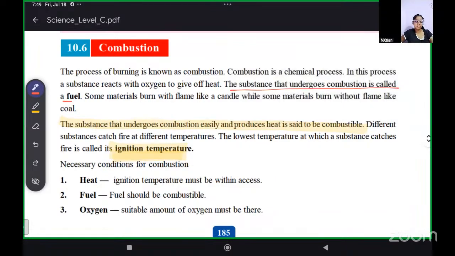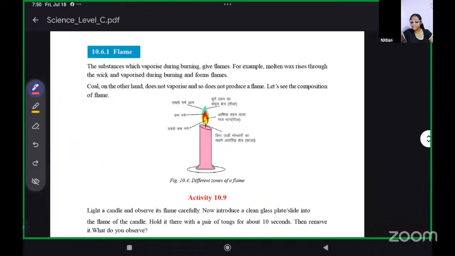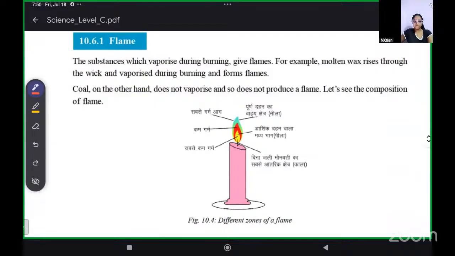Good morning, ma'am. I just taught combustion, which is the process of burning of a substance. This combustion is known as burning, and the three things necessary for burning to take place are heat, that is temperature, then fuel, that is a substance which we will burn, and oxygen, that is present in the air. Okay, now next we have flame.